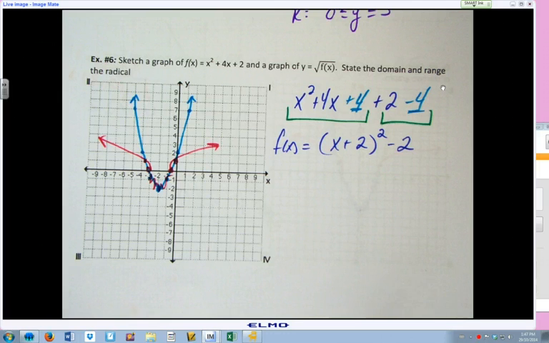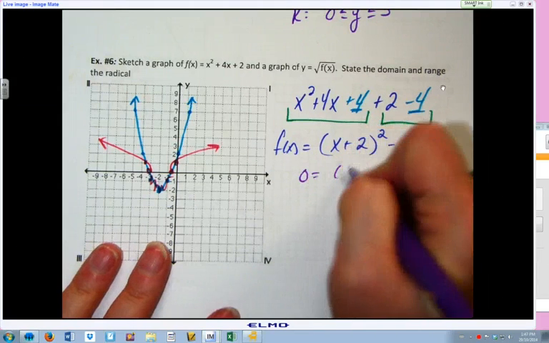How many ways are there to solve a quadratic equation? 5. Graphing, completing the square, square root. I said that. Which one would you like to do? Square root. I would also like to do square root.